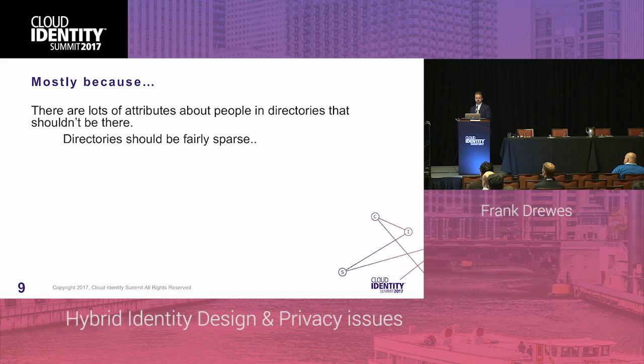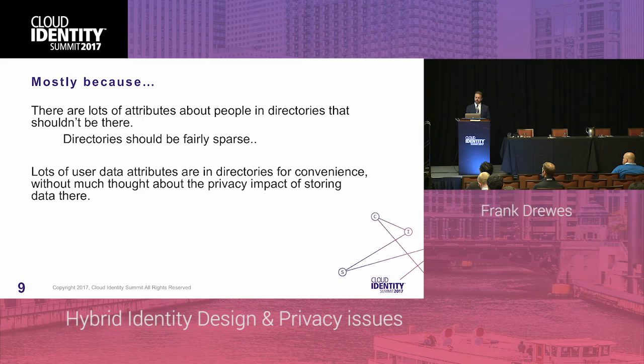Many people would agree with me that a good design concept is that your directory should be what I call fairly sparse. It really only needs to have what it needs to have. And the less information you have, the better, for a lot of reasons, not only scalability, but we'll talk about security and privacy. So we see lots of user data attributes put in directories because it's easy, and many times it's put in there without thinking about the privacy impacts of storing data there.